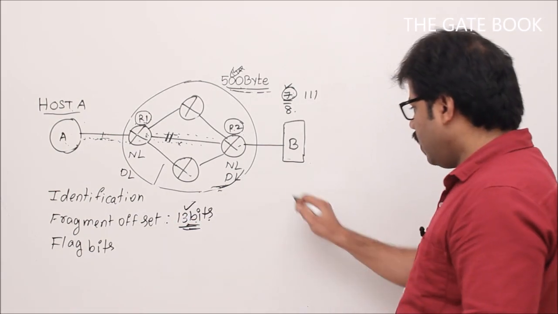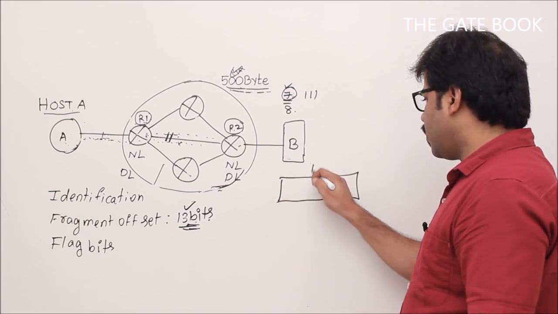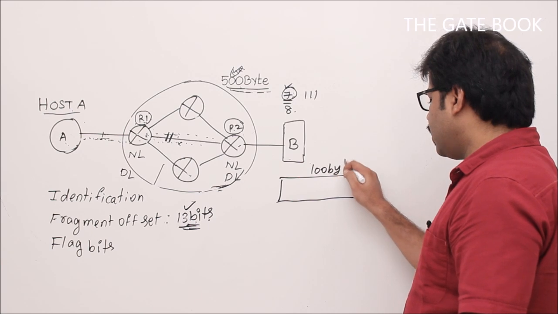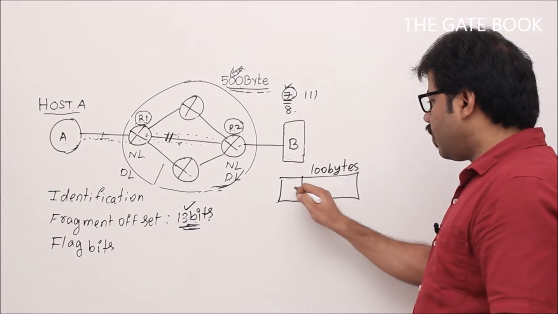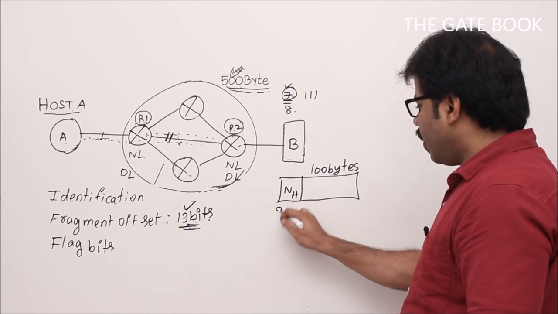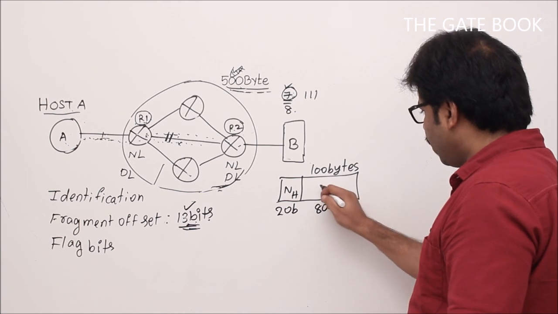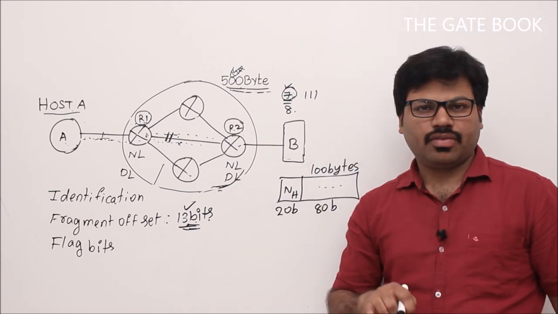Now we'll see an example. There is a datagram of size 100 bytes. Whenever I say datagram, that covers the network header also, right? So the network header, let's say NH, is 20 bytes for simplicity. The remaining 80 bytes are your data, which is given by the transport layer.